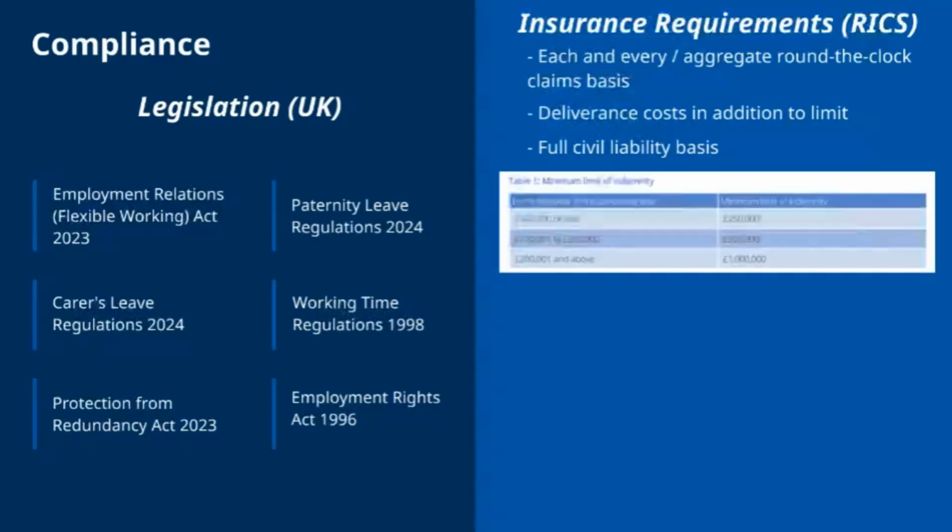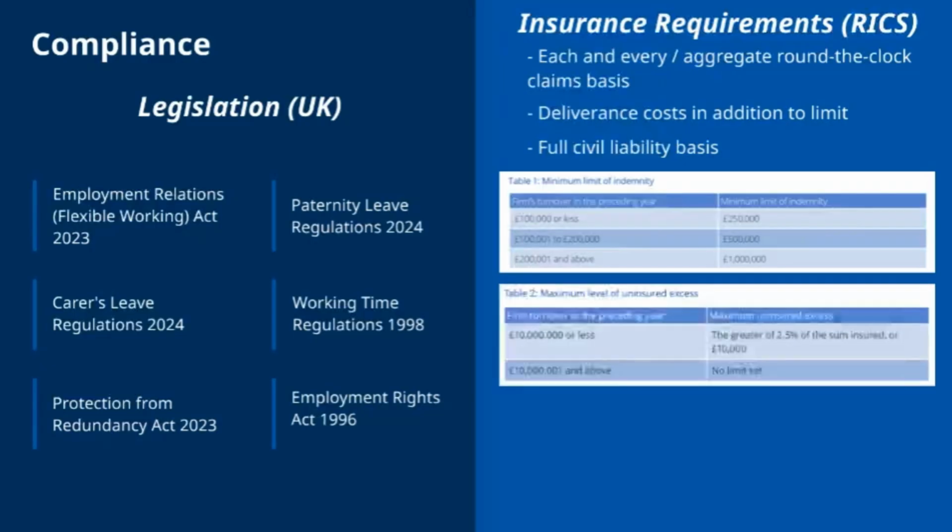Minimum level of indemnity based on the firm's turnover in the previous year, or if you're a new firm, the estimated turnover. These do change from time to time, but as at January 2025, these are as per the table on the screen. There are also maximum levels of uninsured excess, or the part of each claim that the firm must pay itself. PII policies need to have fully retroactive cover, so all former work is covered from past and present employees, and it needs to be underwritten by a listed insurer.